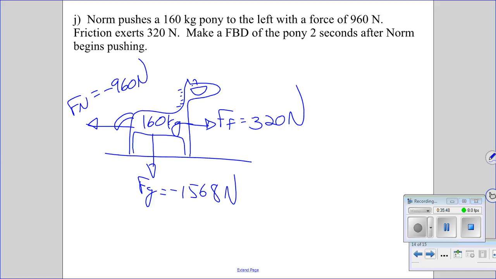Make a free body diagram of the pony 2 seconds after Norm begins pushing. Christine said, don't you need a normal force? I agree with you. Notice, even when something is moving horizontally, you can still have a normal force. Right now, the table's holding the water bottle up. It's still doing that. So how much normal force does it need to be? 1,568, enough to make it so that my up and down forces cancel.